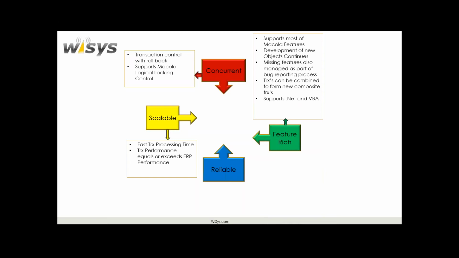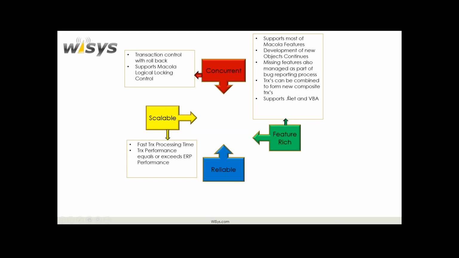We continue to develop new objects, as I talked about before, but we also get calls for missing features. So we try to be very robust in our feature development, but Macola is a very feature-rich product, and people find features in our existing objects, and we put that into our development task list and continue to release those as improvements.